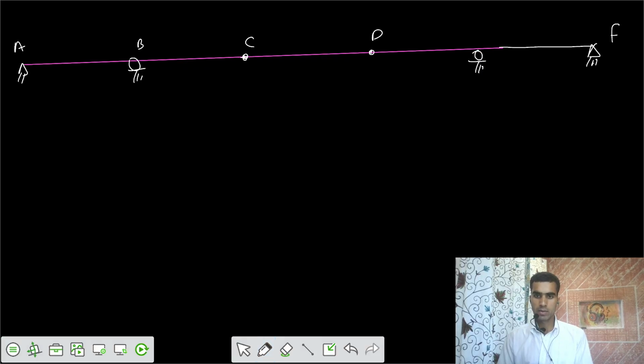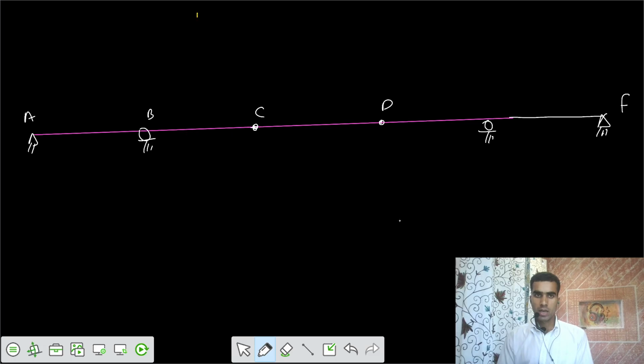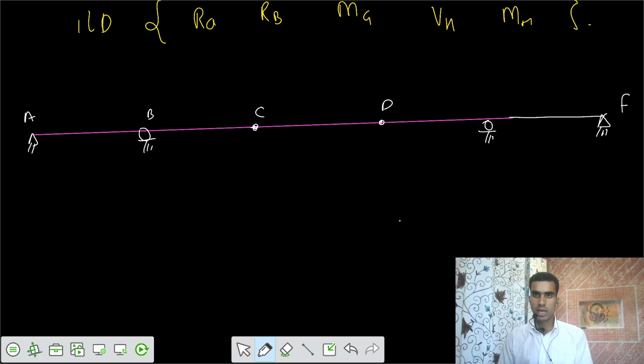So we need to get reaction A, reaction B, moment G, shear H, moment H. So we need to get the ILD for these stress functions. What is the location of H? H is at 4 meter from support B. So this is 4 meter, this is also 4 meter. So this is your H. And G is here, 6 meter, 6 meter. This is your G.